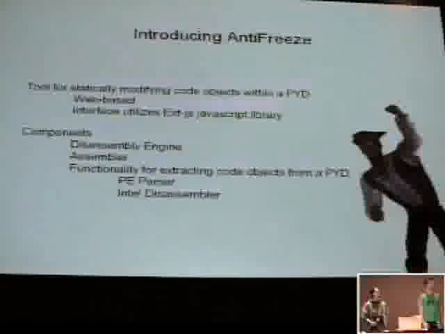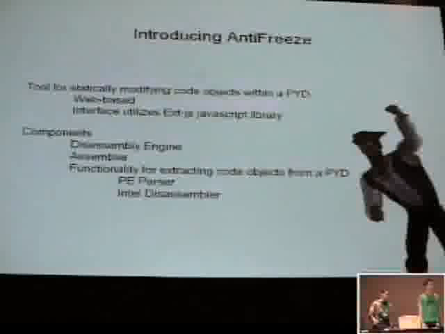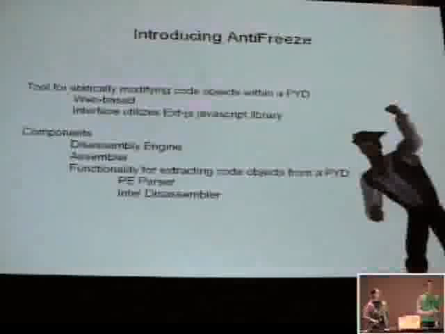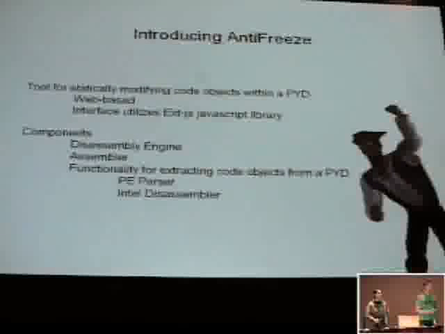So we coded up this tool set called antifreeze, because a PYD is considered frozen Python, so antifreeze makes sense. It's web-based. I'll show you a screenshot in a minute, but it uses the ExtJS framework, just a JavaScript library, to make it all pretty. The components of it: we have a disassembly engine, so it'll take Python bytecode. There is a disassembly module called dis, but it kind of sucks, so he mostly rewrote it, and you'll see the disassembly output that we have. It's a lot better. It has support for labels, comments and all sorts of cool stuff.